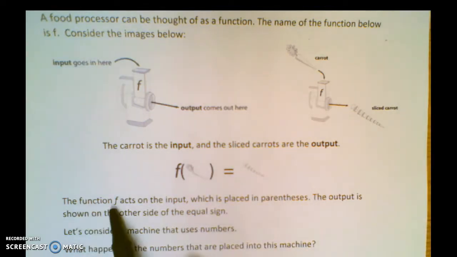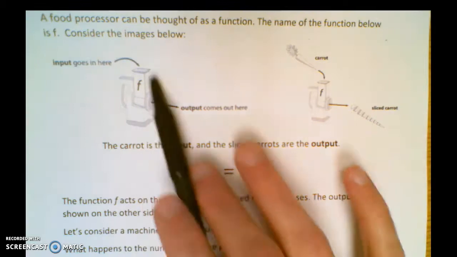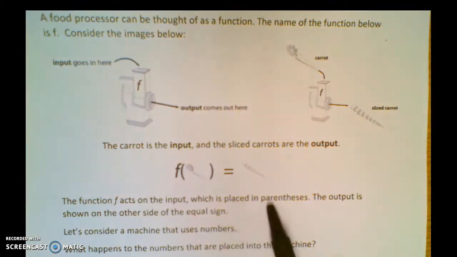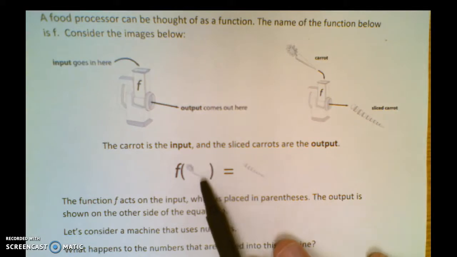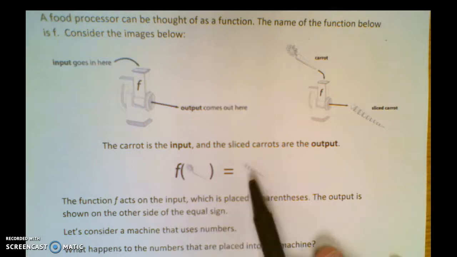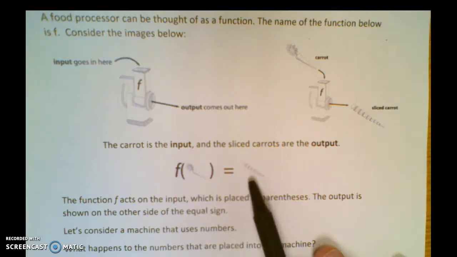So the function f, that's the name of our processor, acts on the input, which is placed in the parentheses. So my input is inside of the parentheses. The output is shown on the other side of the equal sign. So the output in this case was sliced carrots.